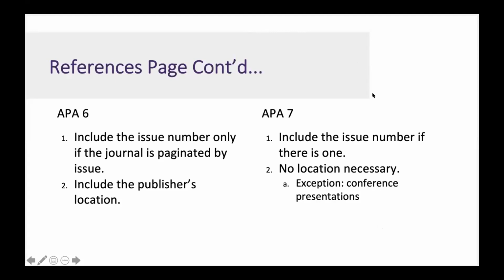And again, don't include the publisher location. You will include the location if you're listing a conference presentation, like a conference paper or conference proceedings, but that's because it's part of describing the conference itself, not because we're giving the place where it was published per se.